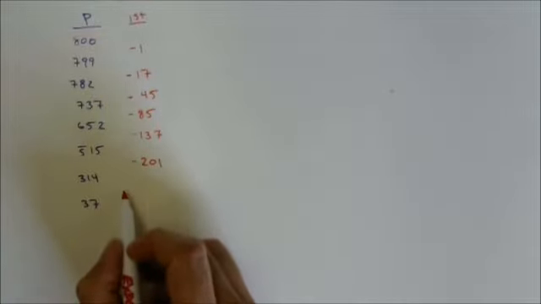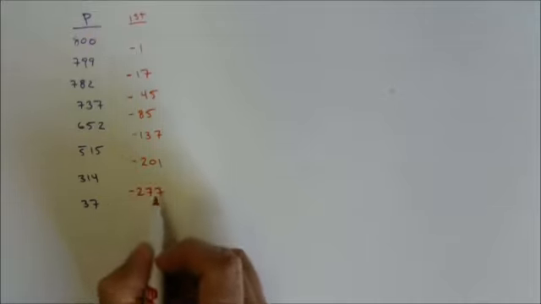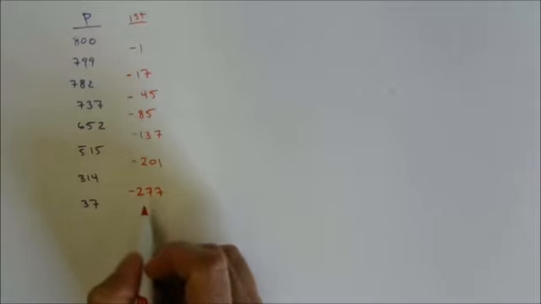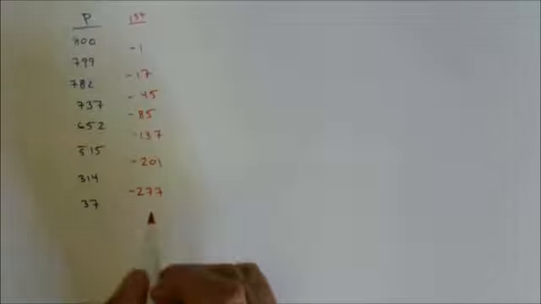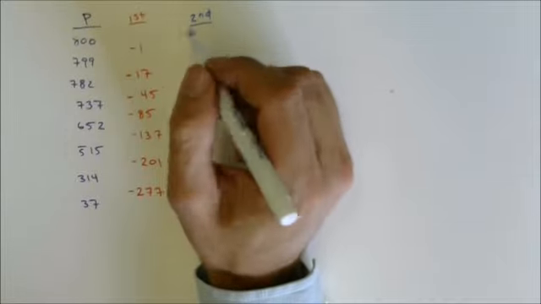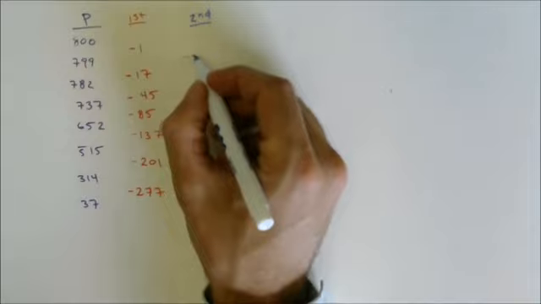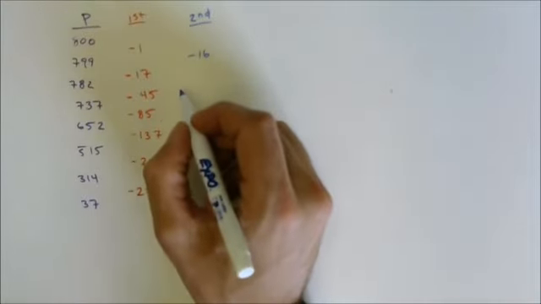And -277. Is that right? Right, yeah, it's good. How do you do this? Second differences. -17 minus -1. -16.